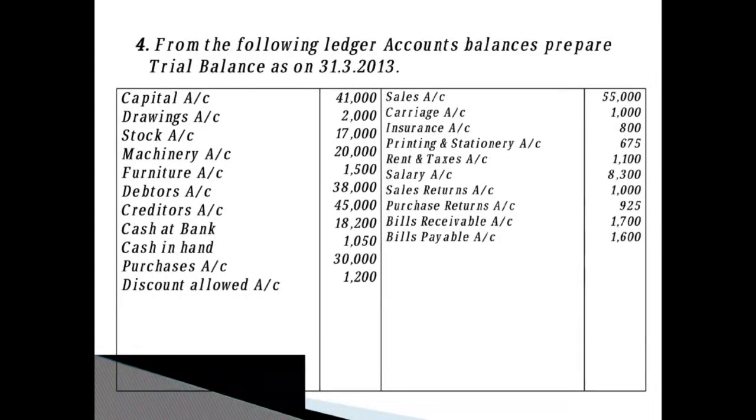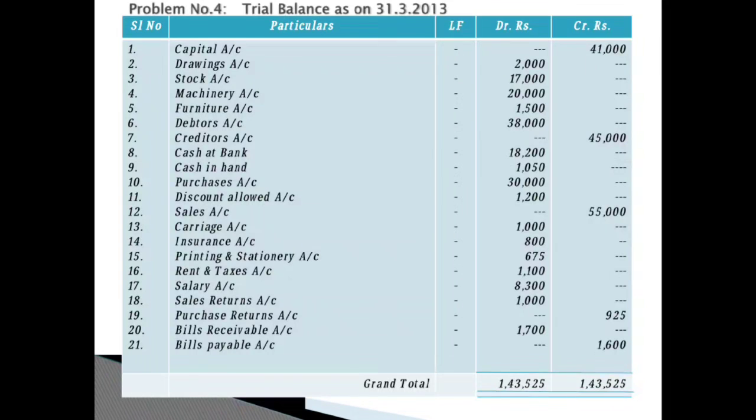Okay, the next you have machinery account rupees 20,000. Machinery account, again it is an asset. Asset shows debit balance, so which you are going to record in a debit column. See, fourth one, machinery account, debit column rupees 20,000. Okay.